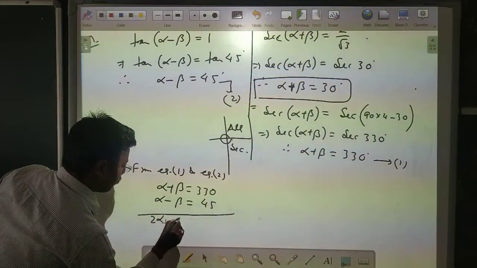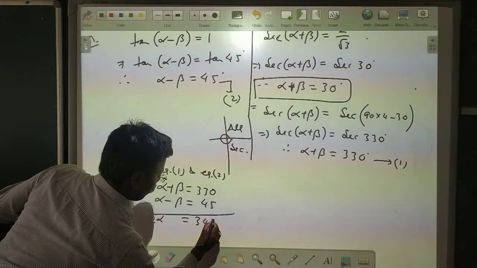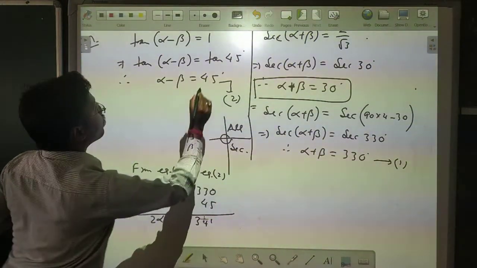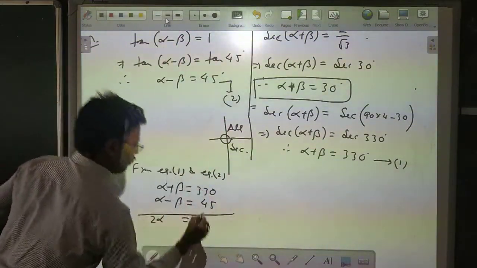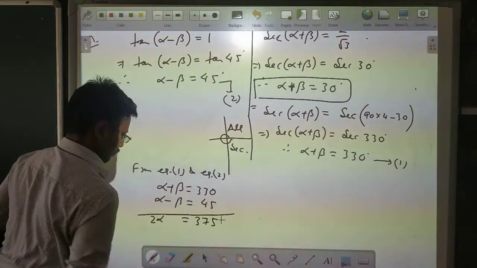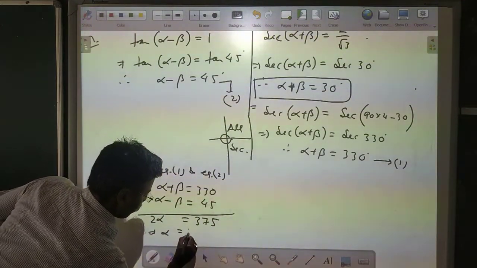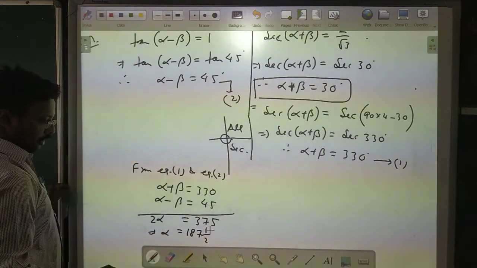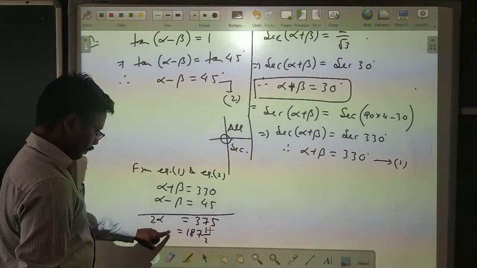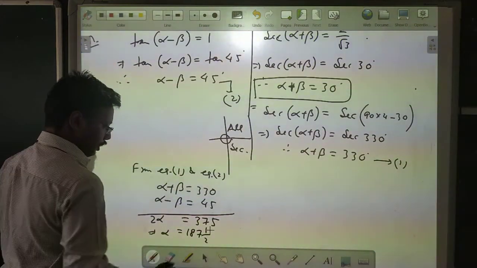So 2 alpha is 375. So alpha is 187.5 degree. So if you put this value in one of the equations, you can find the value of beta.